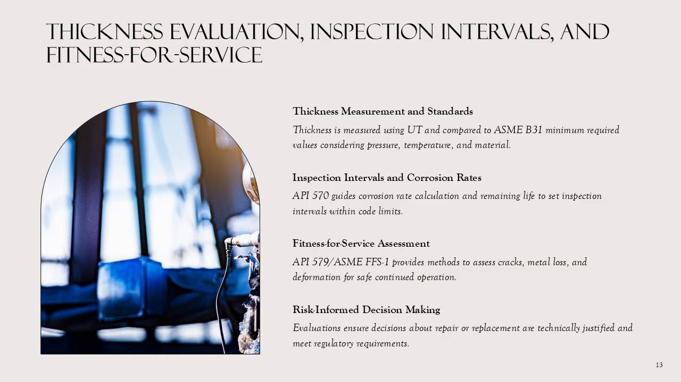Evaluation of inspection data is a core responsibility of the piping inspector. Thickness measurements obtained through UT or other methods are compared against minimum required thickness values calculated using the applicable ASME B31 design code. These calculations consider design pressure, temperature, material properties, joint efficiency, and corrosion allowance. API 570 provides guidance on establishing corrosion rates and determining remaining life, which are then used to set appropriate inspection intervals within code limits.